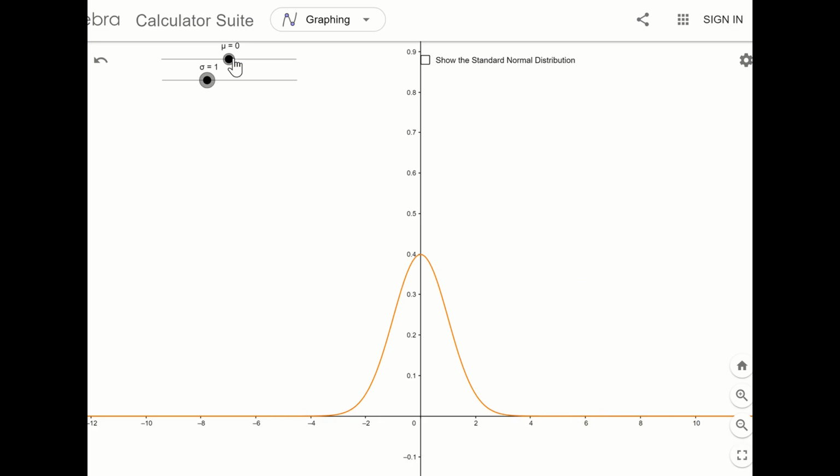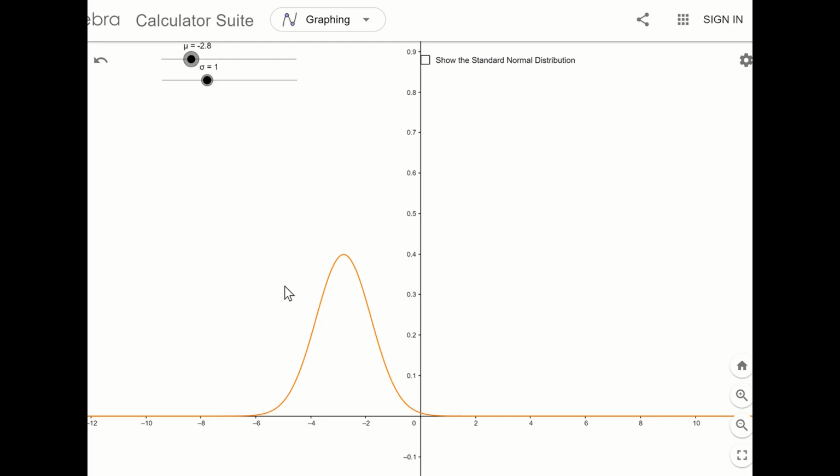Now, I want you to think, what happens if I increase the mean? What's going to happen to the curve? Okay, let's have a look. So if I increase the mean, it moves in a positive x direction. If I decrease the mean, it moves in the negative x direction. I hope that makes sense. Seems okay to me.